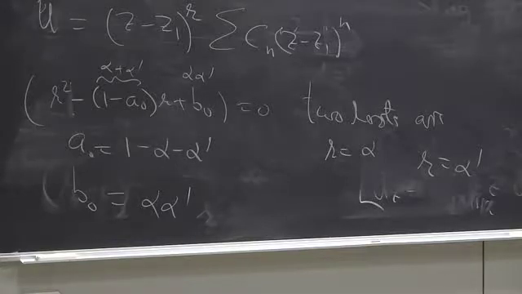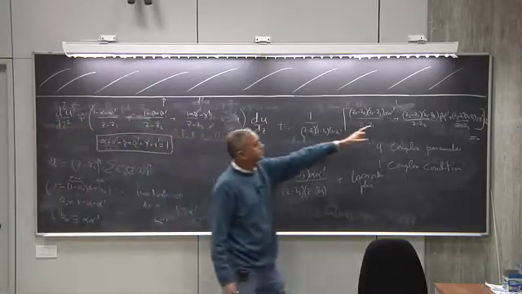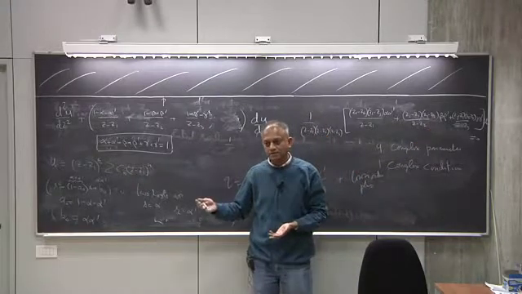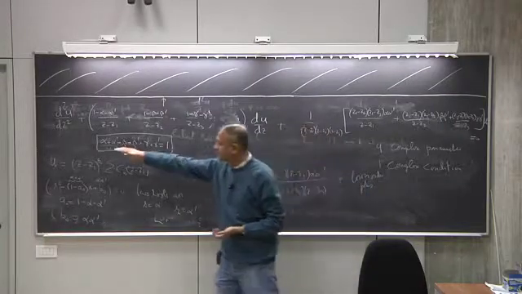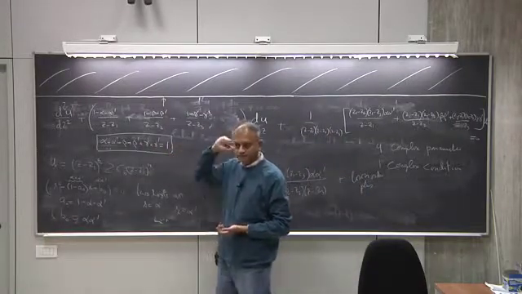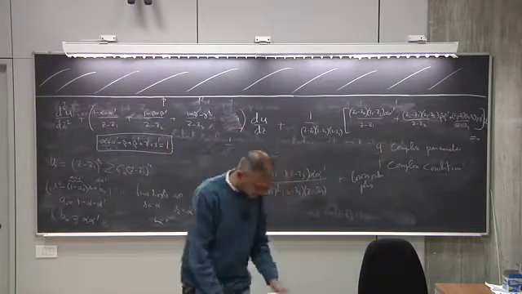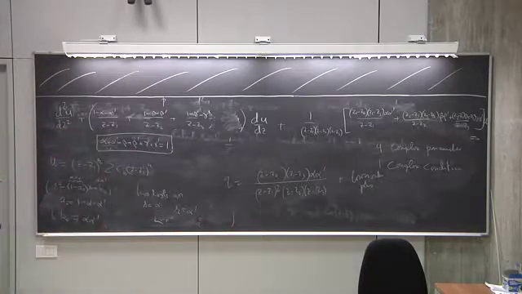It's clear the same thing will happen if you expand around Z2. This term and that term will be the crucial things, and again the two solutions will be beta and beta prime, and at Z3 it will be gamma and gamma prime. So these numbers are just the roots of the indicial equations at the three points. Is there any question on this point?